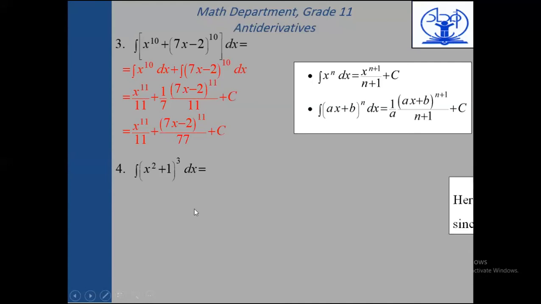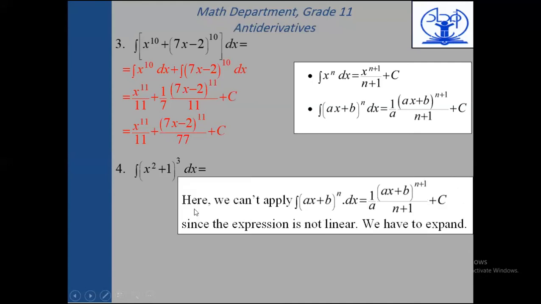What shall we do? We have to expand. So here we cannot apply this rule since the expression is not linear. We need to expand the integrand. If you expand, you will get x^6 + 3x^4 + 3x² + 1. Now you integrate each part, and it's easy to do this.